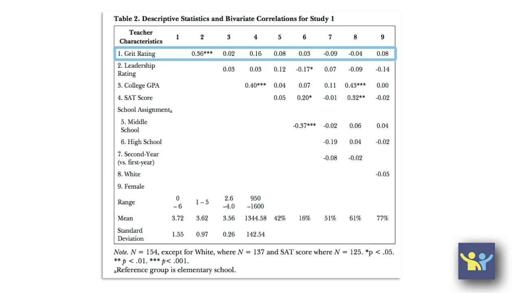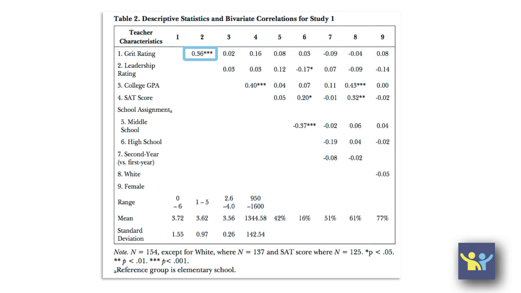If you look across the first row in the table, you'll see the values reported for the relationship between grit and all other variables we tested. The values represented here are the Pearson's correlation coefficient, or that R value I told you about. So what you'll see is that most of the correlations are very small, with R values of 0.02, 0.16, and 0.08. The one exception is the relationship between grit and leadership, which has an R value of 0.36.